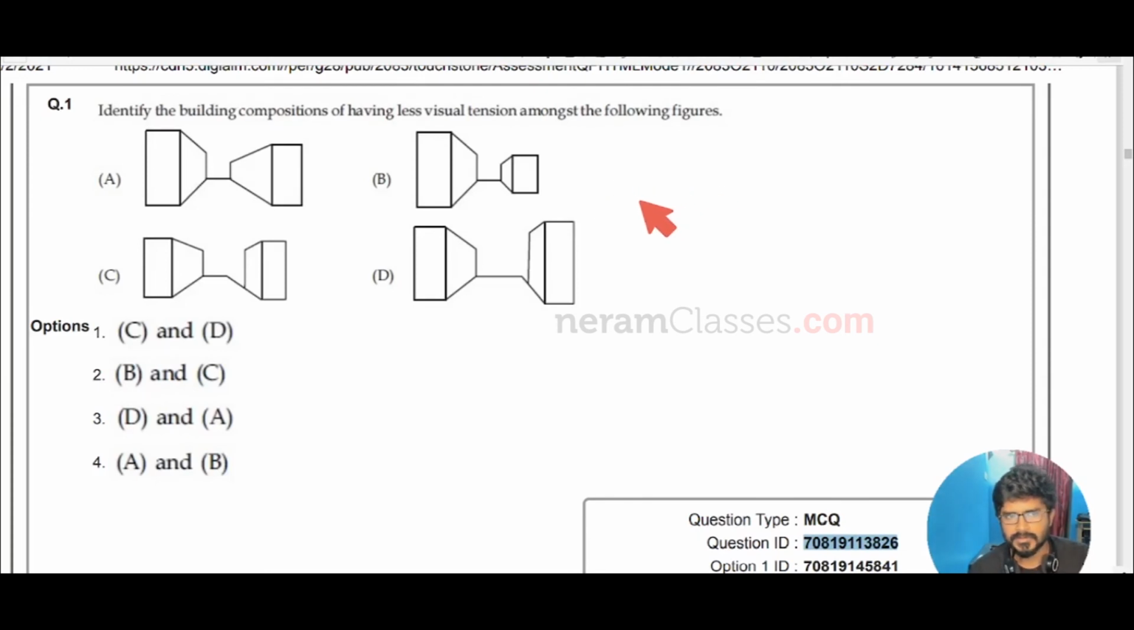So this is the JEE 2021 question paper. Now we are seeing aptitude question number 1. Identify the building composition of less visual tension among the following figures. So this is the question.